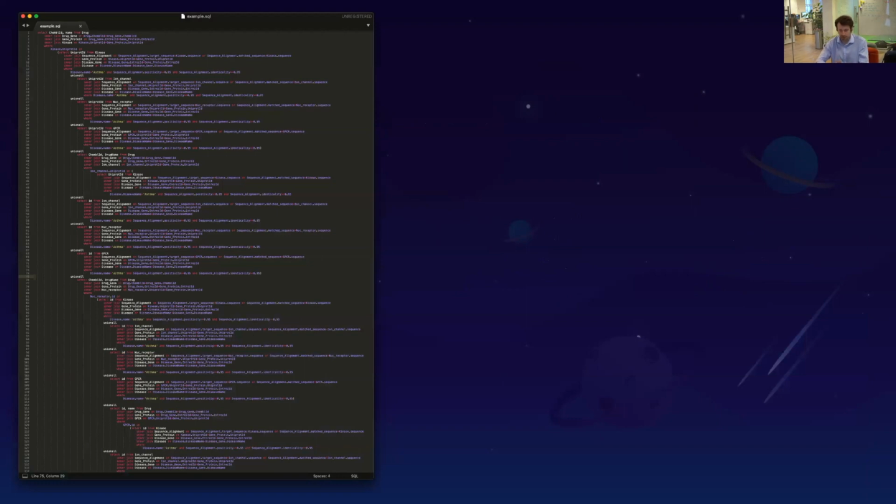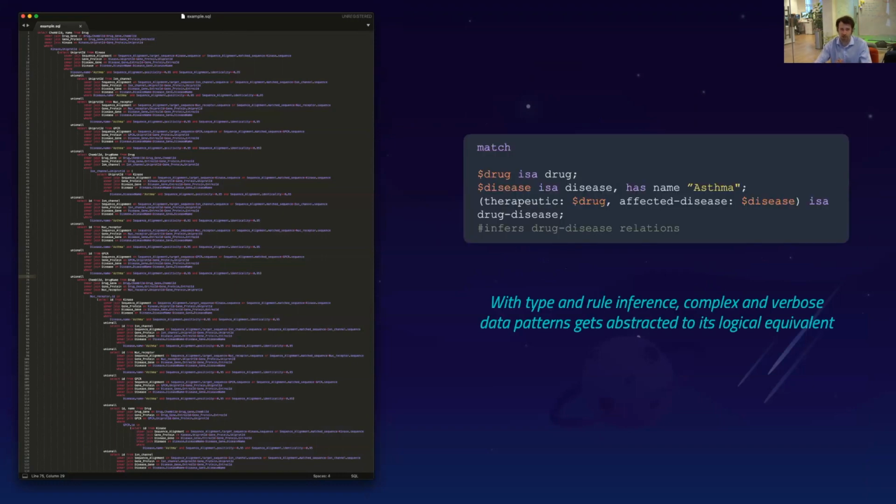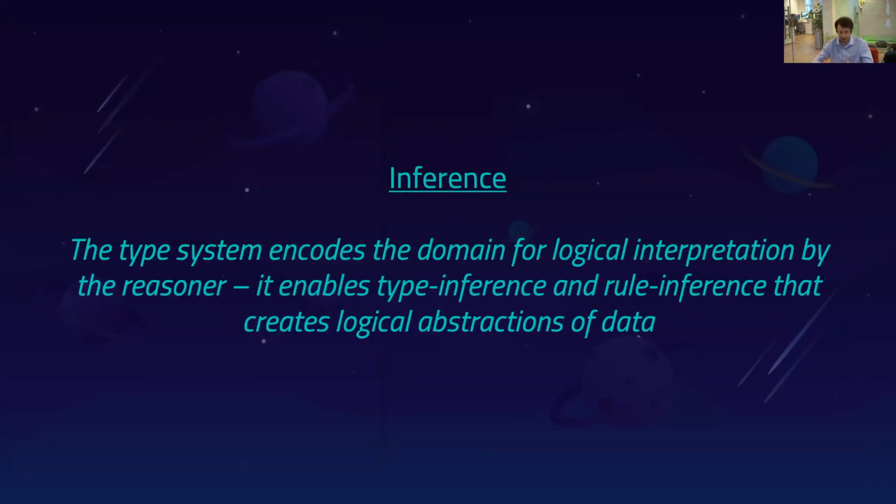And if we take this to the extreme, and this is actually a query in the biomedical space, this 150-line SQL query, we can abstract into just a couple of lines of code in TypeDB. So with type and rule inference, complex and verbose data patterns get abstracted to their logical equivalent. That's why the type system encodes the domain for logical interpretation by the reasoner, enabling type inference and rule inference that creates logical abstractions of data.